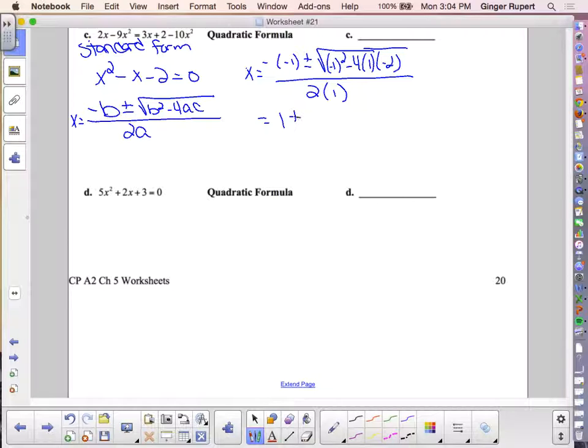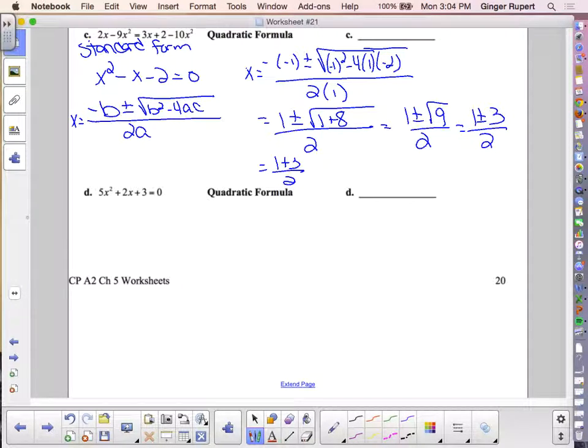So I have 1 plus or minus the square root of 1 plus 8 over 2. So that gives me 1 plus or minus the square root of 9 over 2, which is 1 plus or minus 3 over 2. So that gives me an answer of 1 plus 3 over 2 and 1 minus 3 over 2. Here I will have 2, and here I will have a -1. So my answer would be -1 and 2.